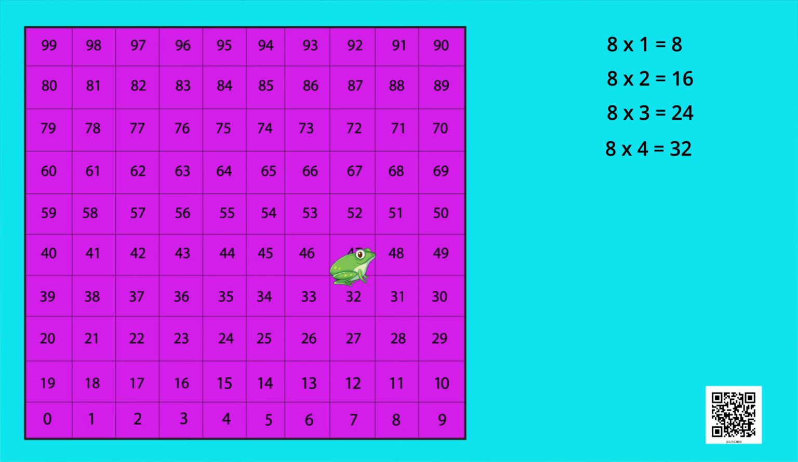Let's see where it will go on its next jump. Yes, it will be on 40 now. 8 multiplied by 5 is equal to 40. 8 fives are 40. Now children, can you tell me on which numbers Taru will land on its next 2 jumps? You can see the number grid, and at present Taru is at 40.